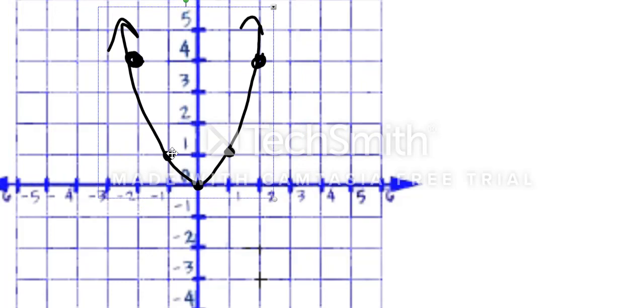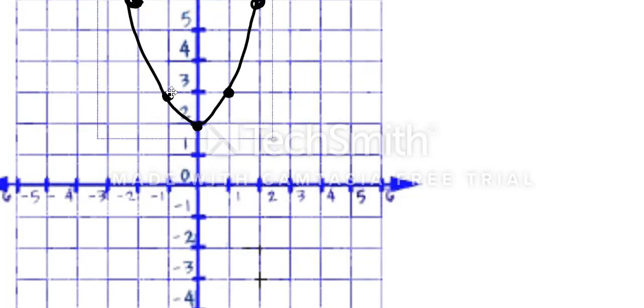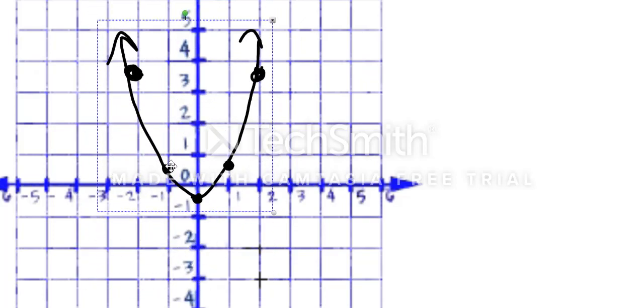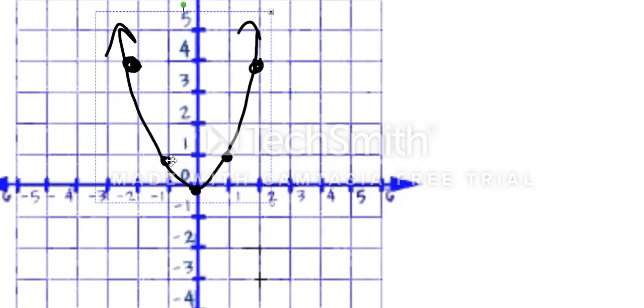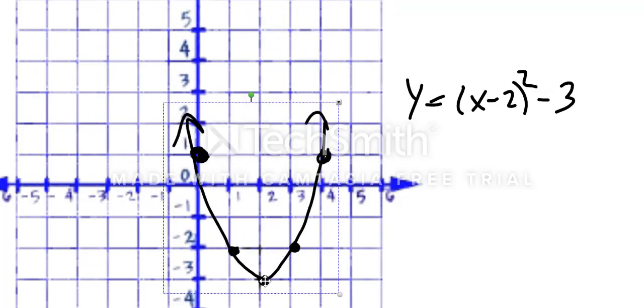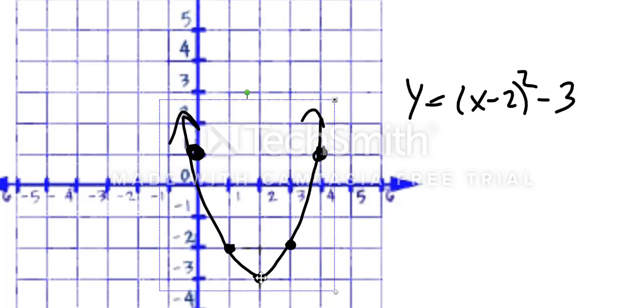Now the number on the outside is up and down. If it was x squared plus 2, we'd be up there, x squared minus 3, down here. So let's say we had something like y equals (x minus 2) squared minus 3. That just means we go right 2 because the inside lies, and we go down 3, and that's where our graph would be. So those are the big ideas from today. Have a good day.